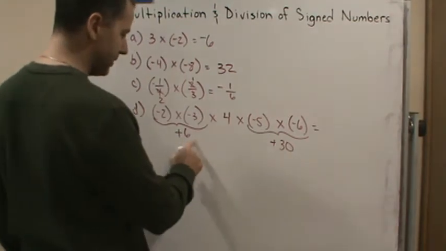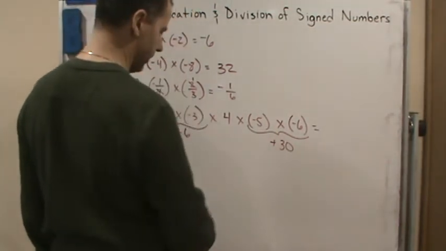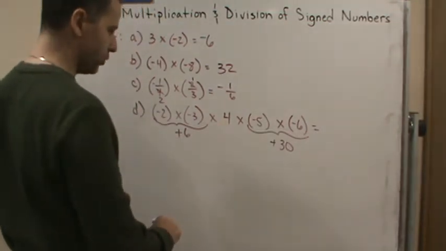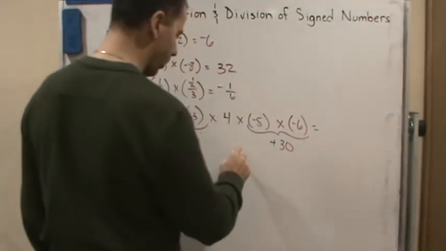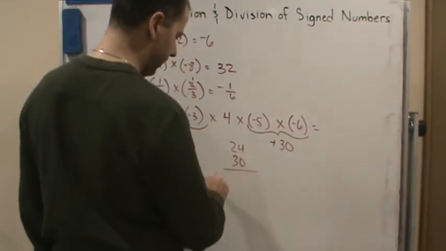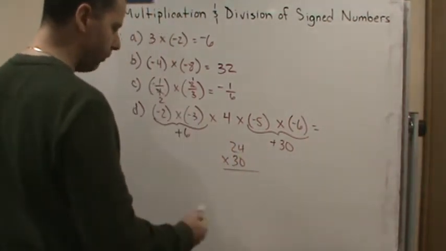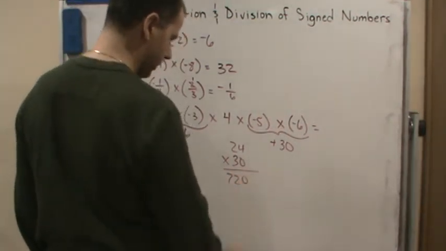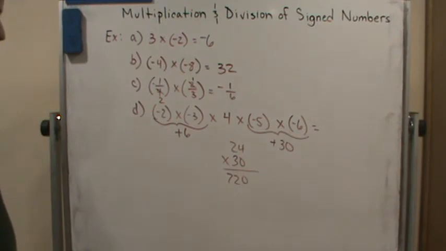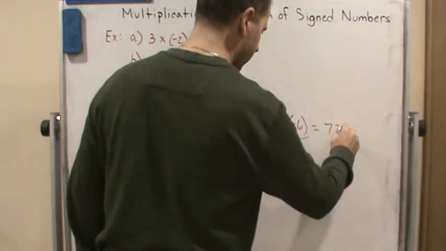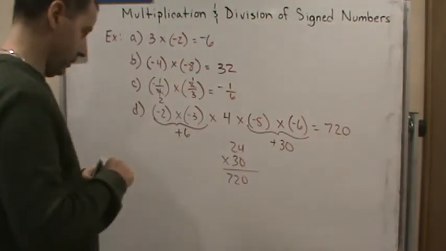And now I've got positive times a positive times a positive. And so then 6 times 4 is 24, right? And then what do I get? I got 30 times 24, right? And what do I get? I get 720. Okay? So these numbers together is positive 720.